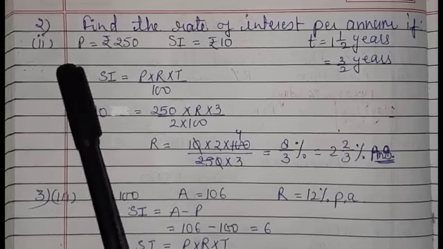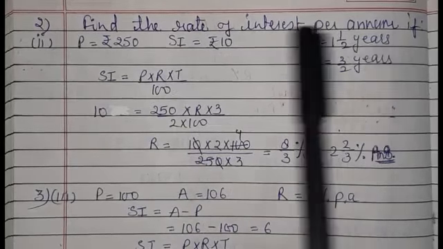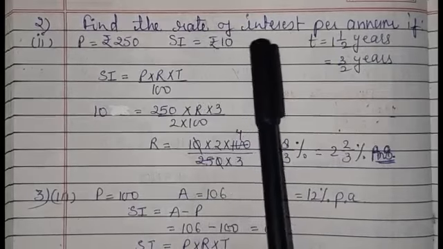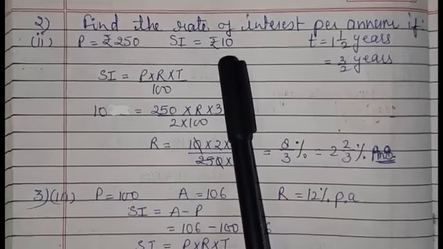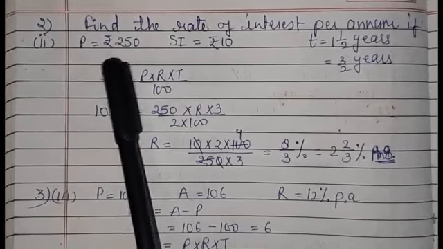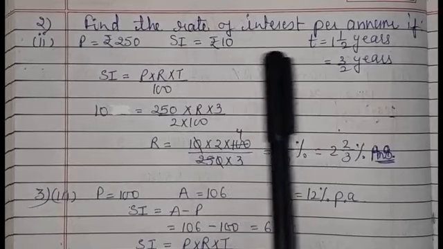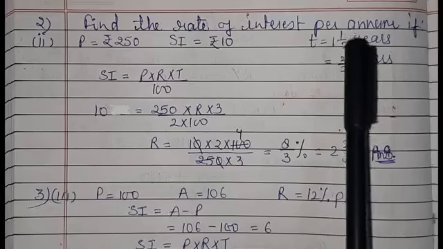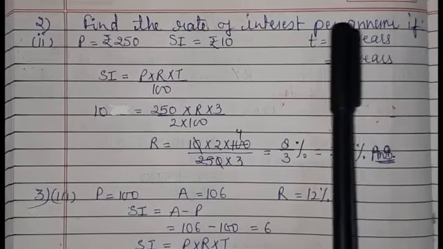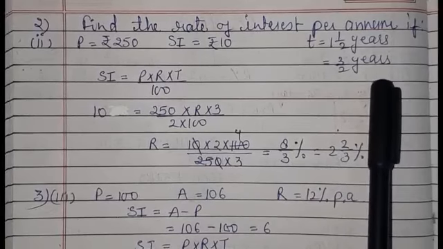Now come to second numerical. Find the rate of interest per annum. Here we have to calculate rate of interest, capital R. Clear? So in that case, second part, principal is given 250, SI is given rupees 10 and time is given 1 1/2 years. So convert into improper fraction, it will come 3/2 years.